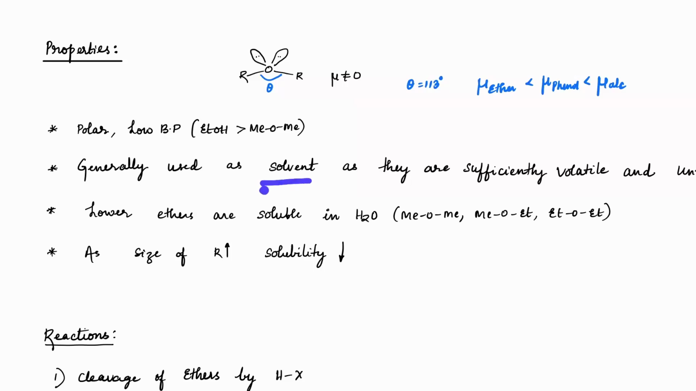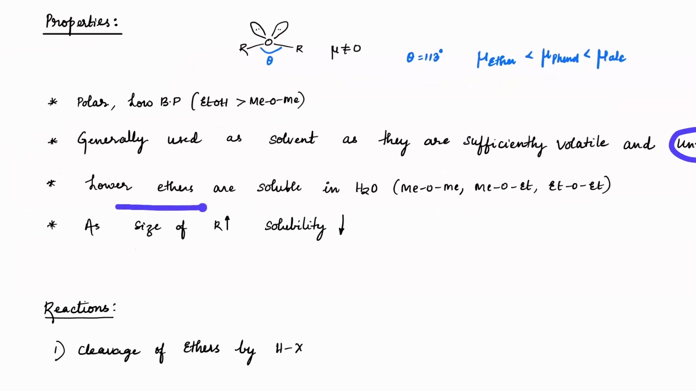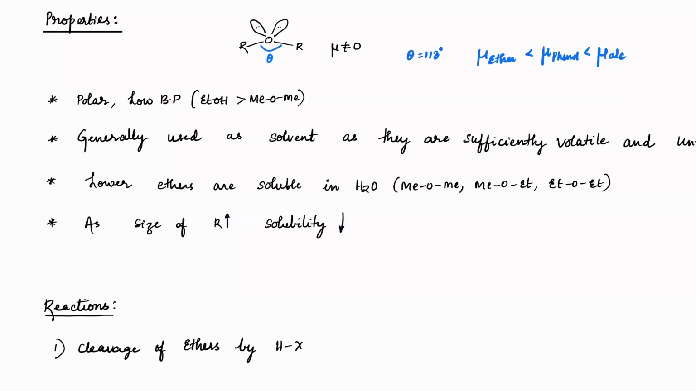It is generally used as a solvent because it is having sufficient volatility for almost all the organic compounds, and it is unreactive. And lower ethers are soluble in water, that includes dimethyl ether, methyl ethyl and diethyl ether. And as the R increases, as the alkyl group increases, the solubility decreases.